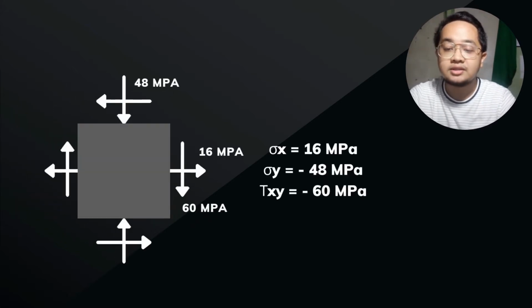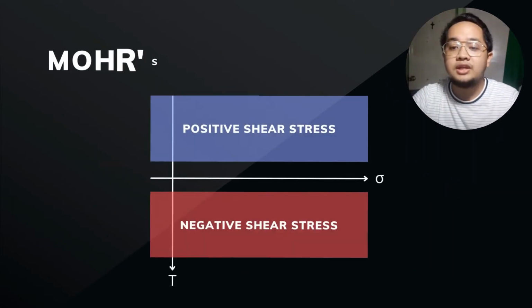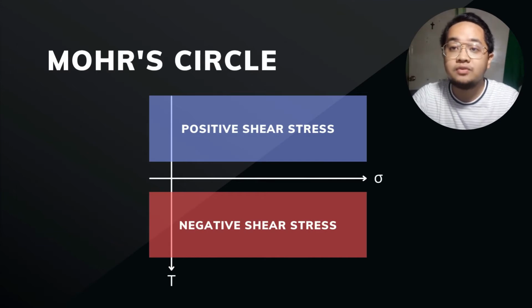For the normal stress in the x-axis, since it is to the right or outward, it is positive 16 MPa. For the normal stress in the y-axis, since it is going down or inward, it is negative 48 MPa. For the shearing stress in the xy plane, since it is in clockwise direction, it is negative 60 MPa. Next is to set our coordinate plane with the positive normal stress going to the right and the positive shearing stress going down. We put the positive shear stresses on the x-plane and the negative shear stresses on the y-plane.